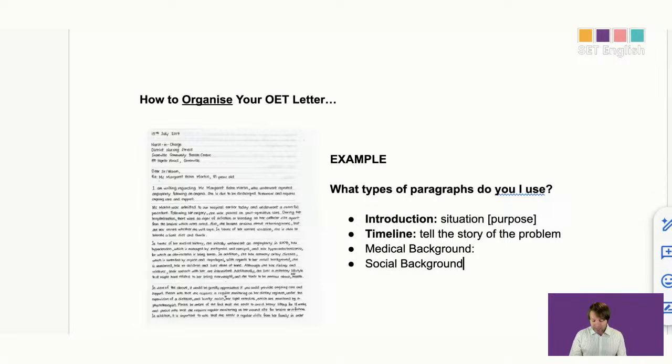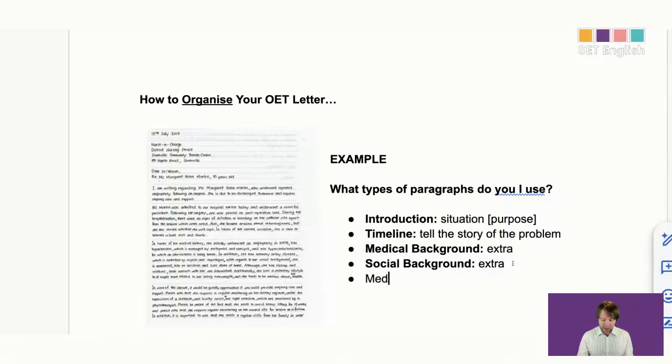In these paragraphs, guys, we're just going to talk about extra things. We're not really going to talk about the main problem in these types of paragraphs. Someone's saying medication paragraph. Thank you, Aliona. Sometimes we just have a paragraph for medication only, so just the details on the drugs.